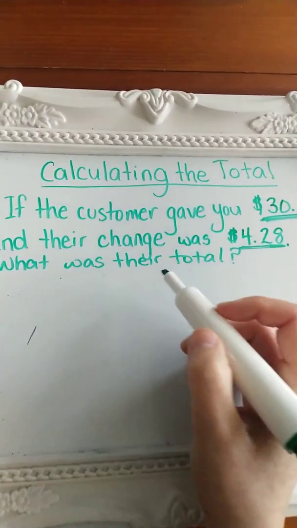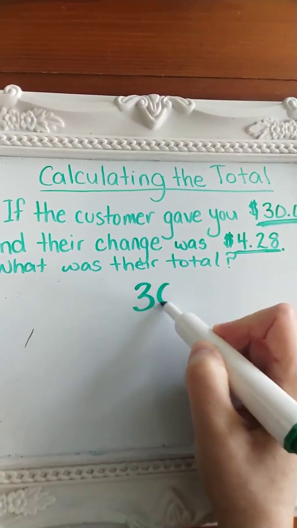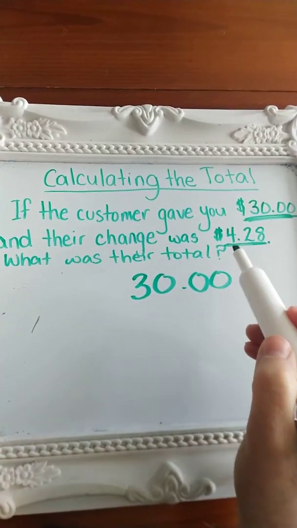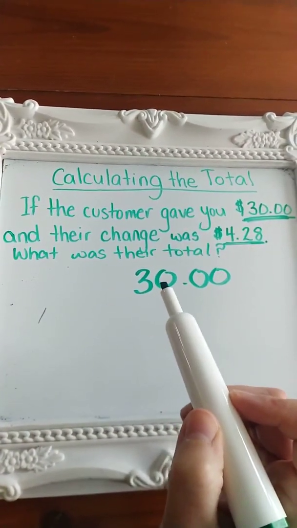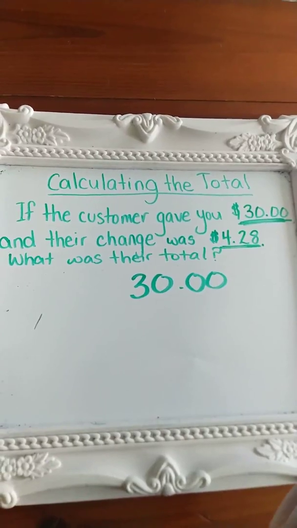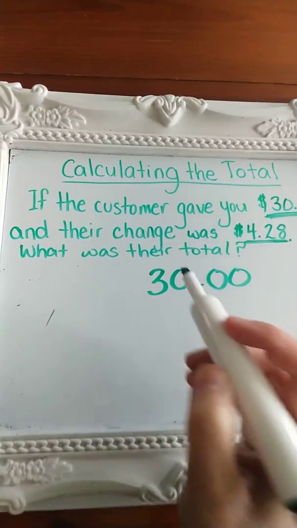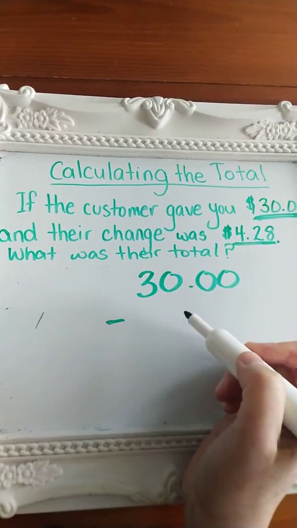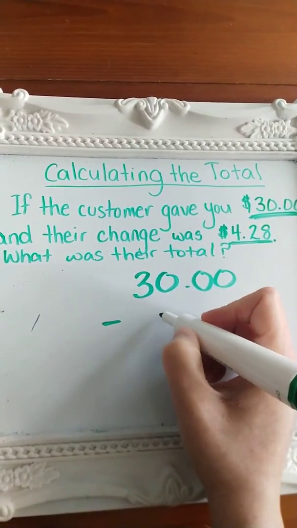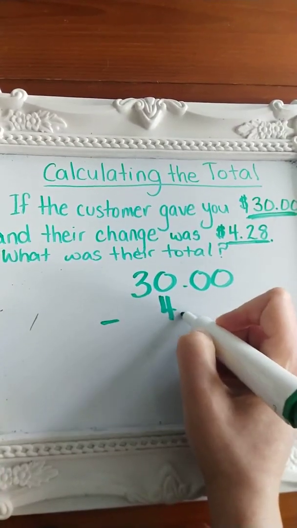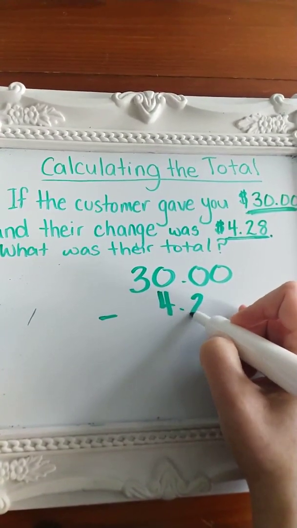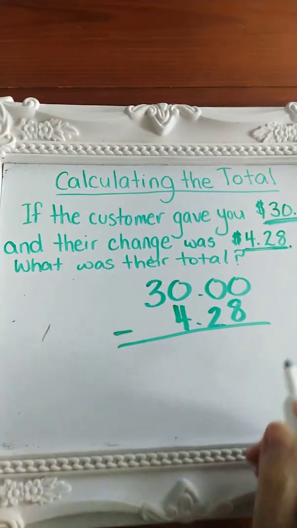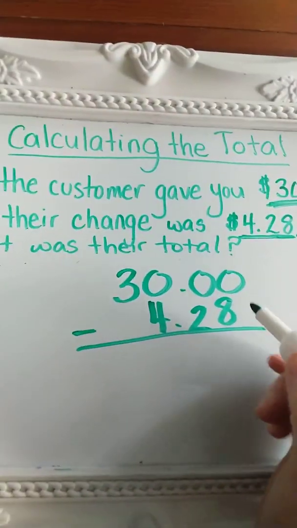So if the customer is giving us $30 and we're giving them change back, we actually need to find the difference. And to find the difference, we actually need to subtract. So we're going to be using subtraction as a way to find the total. So I'm going to add my change here for 28. Okay, I have my subtraction symbol. Make it all nice and neat, line it up.